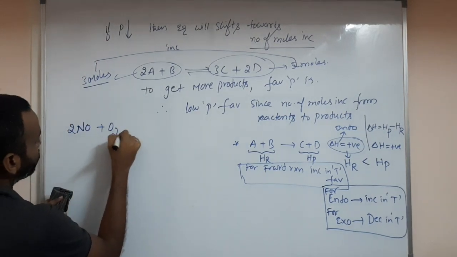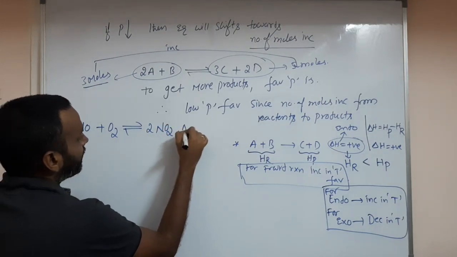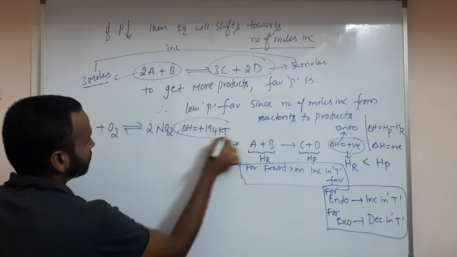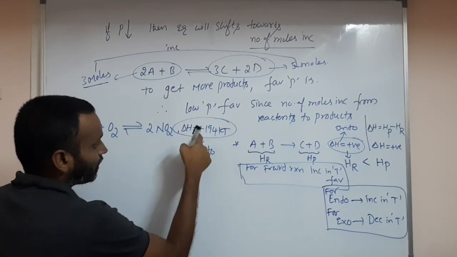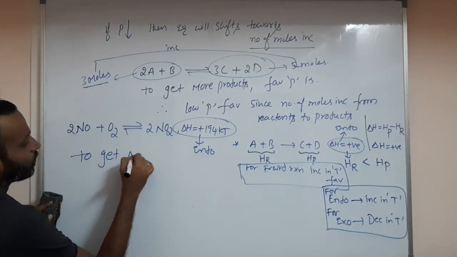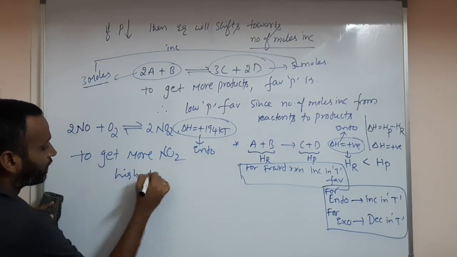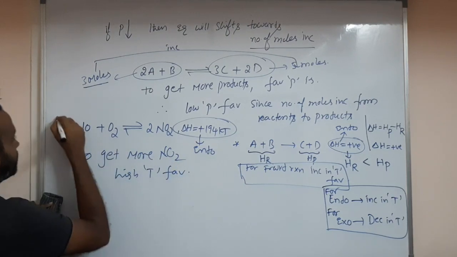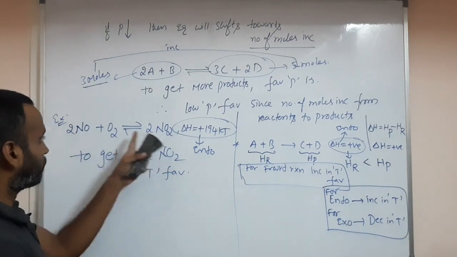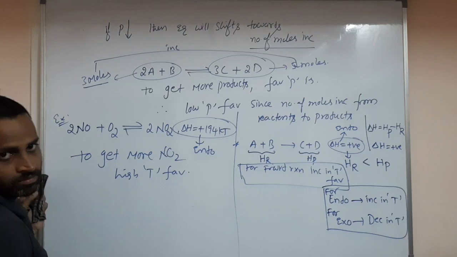2NO plus O2 equilibrium 2NO2, and delta H is plus 194 kilojoules. So this is endothermic. To prepare NO2, high temperature favors. What is the reason behind it? Because formation of NO2 is endothermic. Endo means high temperature favors, that's it.